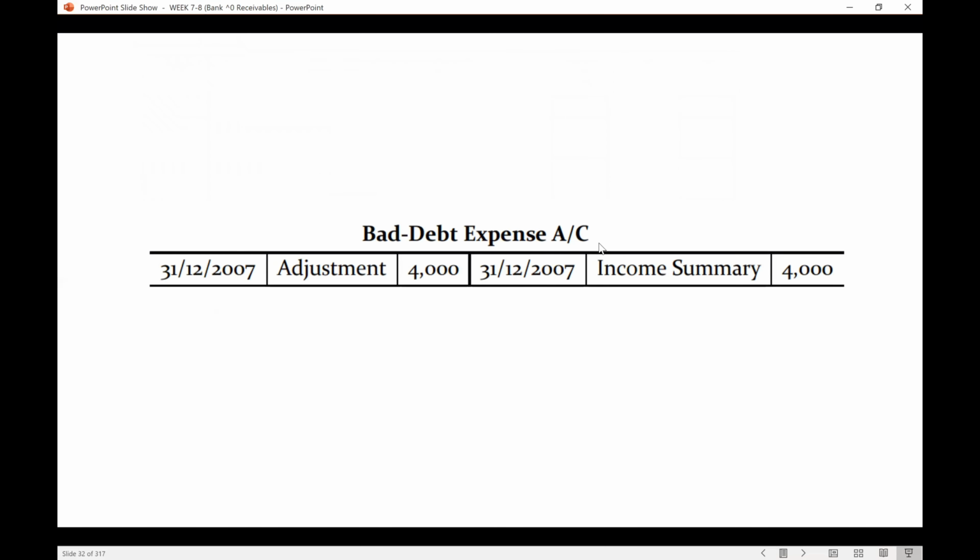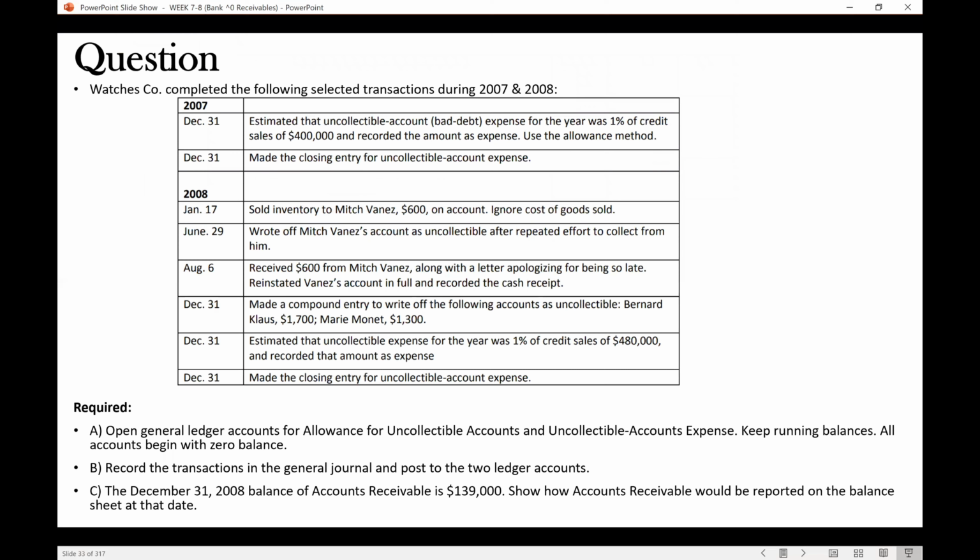So this is what it looks like in our bad debt expense. So this account is now closed. Inevitably, we would have answered the second transaction for December, which was to make the closing entry for the uncollectible account expense. Because if we remember the step, we will always do this at the end of the year. So let's continue.